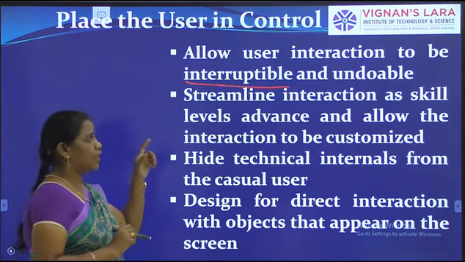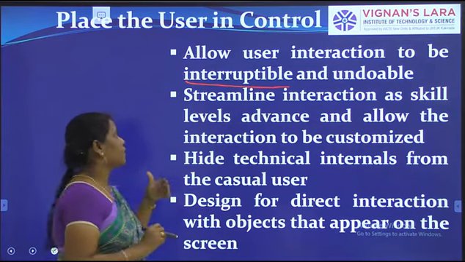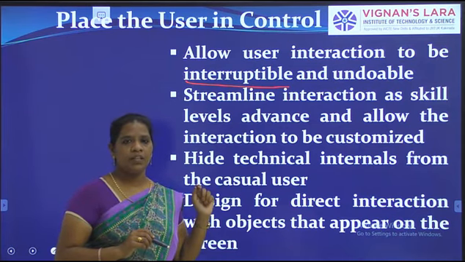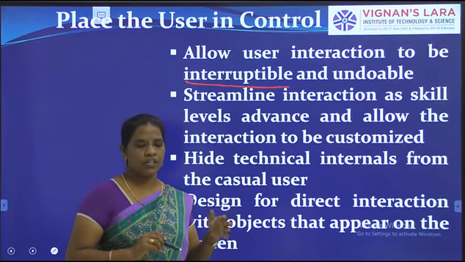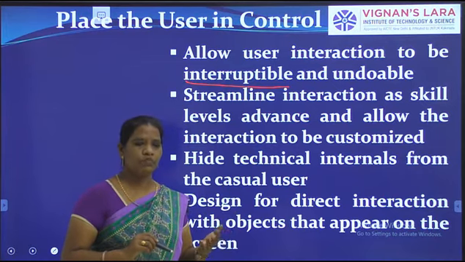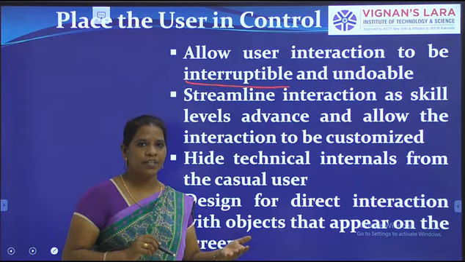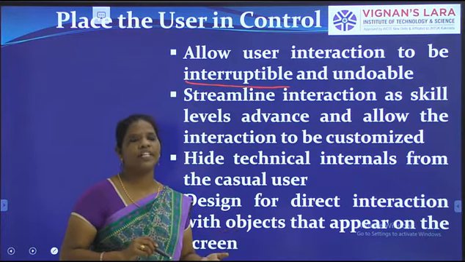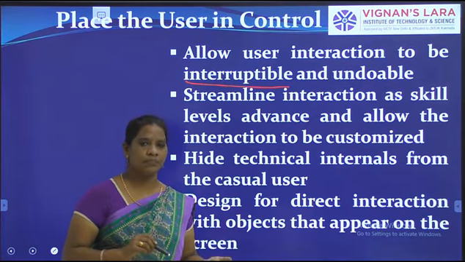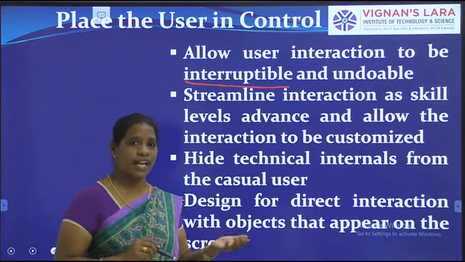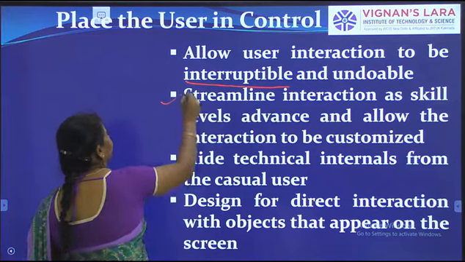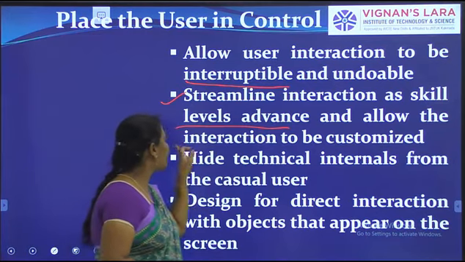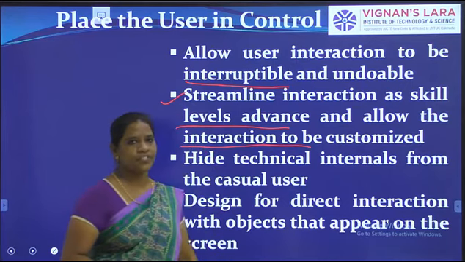allow user interaction to be interruptible and undoable. Okay. So whatever the user is doing, it must not be disruptive. That means, for example, in the middle of the work you are doing on your system, the system may shut down by itself. Okay, that is one type of bug or error. And next, the fourth one is streamline interaction as skill levels advance and allow the interaction to be customized.